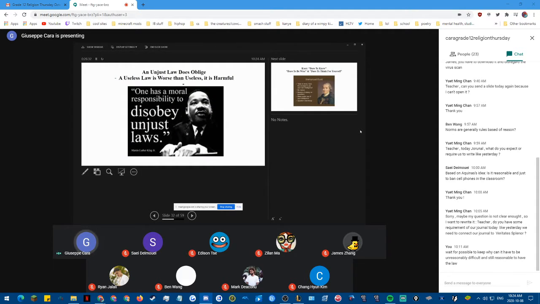Martin Luther King Jr.: One has a moral responsibility to disobey unjust laws. And by unjust laws, what he means, using Thomas Aquinas' ideas of law, is a law that does not fulfill the four criteria that Aquinas pointed out. If any of those four things are not there, the law is unjust, and you have a right and a duty to disobey it.